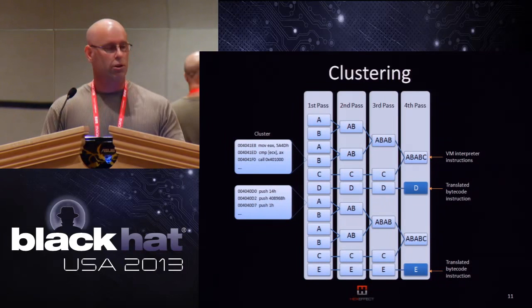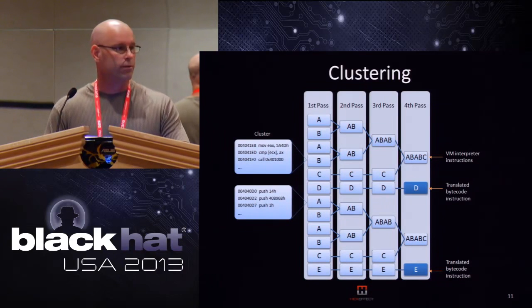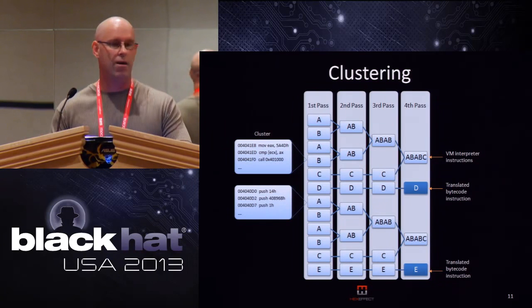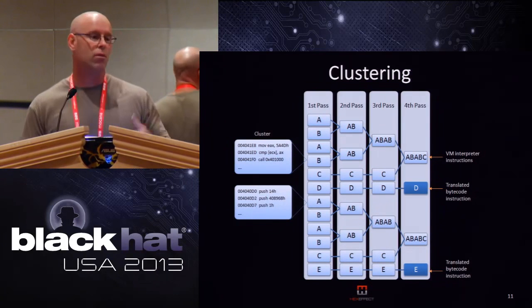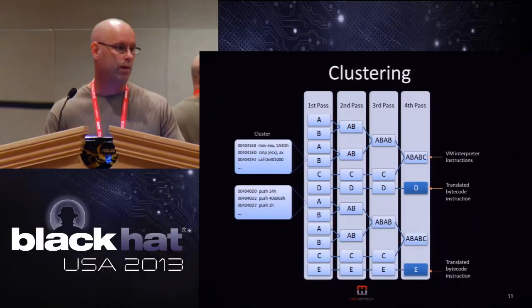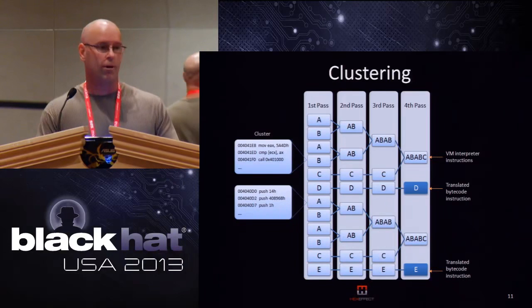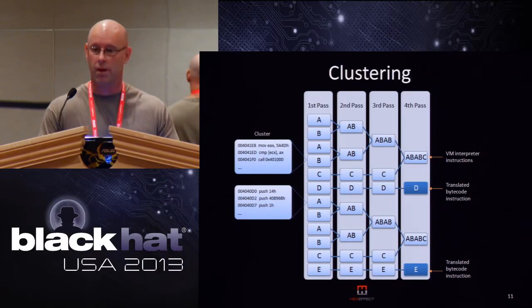The idea, as you can see on the fourth pass, is that the large clusters are going to be my virtual machine. So I can just weed those out, get rid of them, and not pay any attention. What's left is D and E, which I believe is going to be the translated bytecode. That's the part I want to reverse engineer and am interested in.